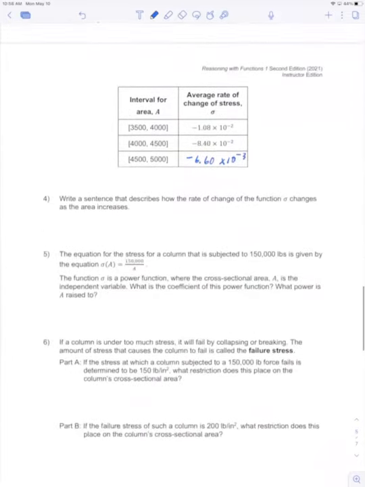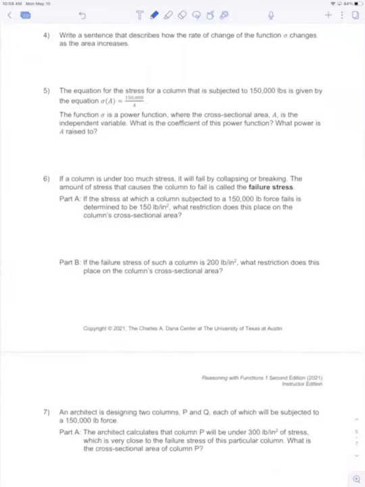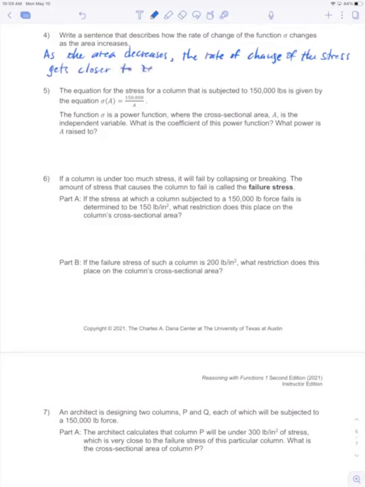So let's scroll up here to part 4. Part 4 says, write a sentence that describes how the rate of change of the function sigma changes as the area decreases. So we could say something like, as the area decreases, the rate of change of the stress gets closer to 0. There we go.